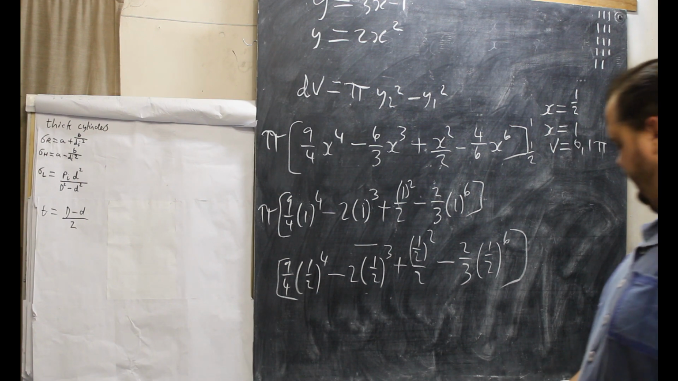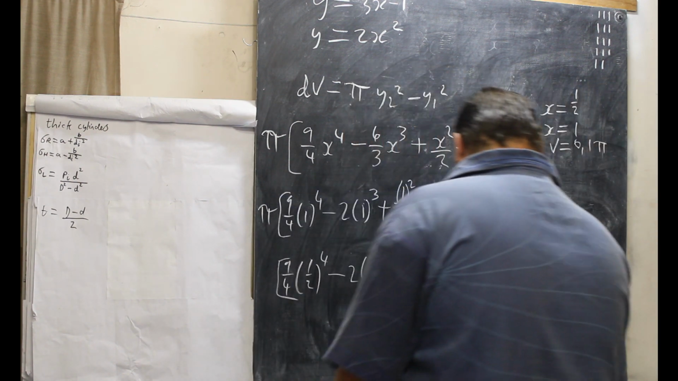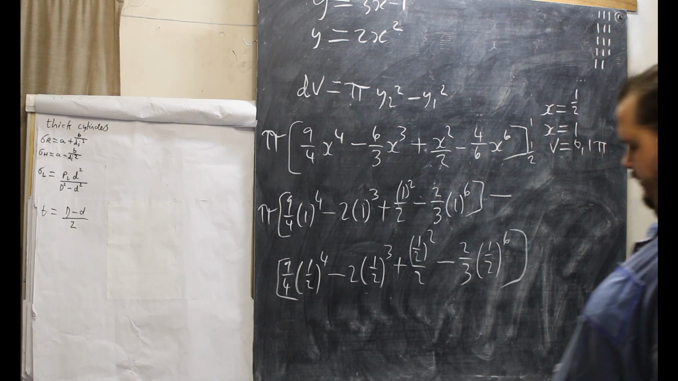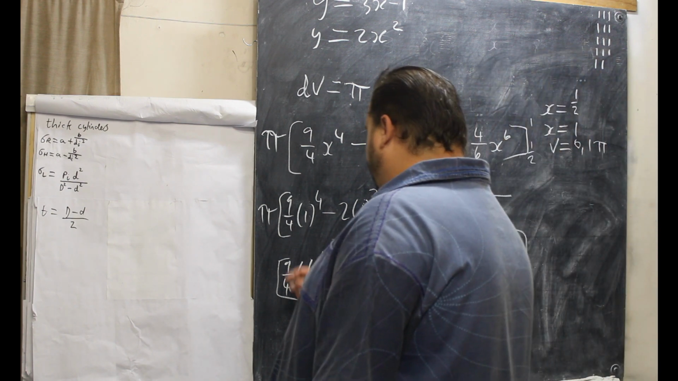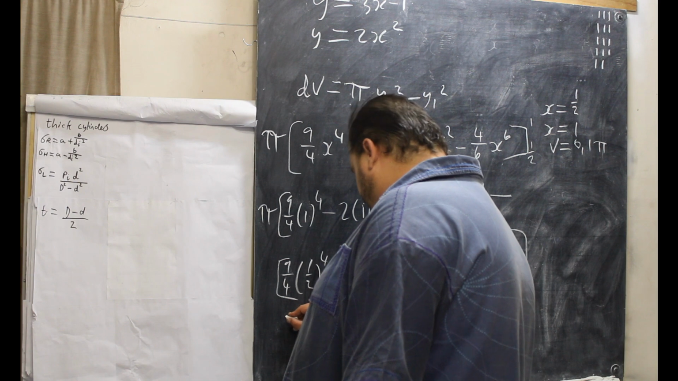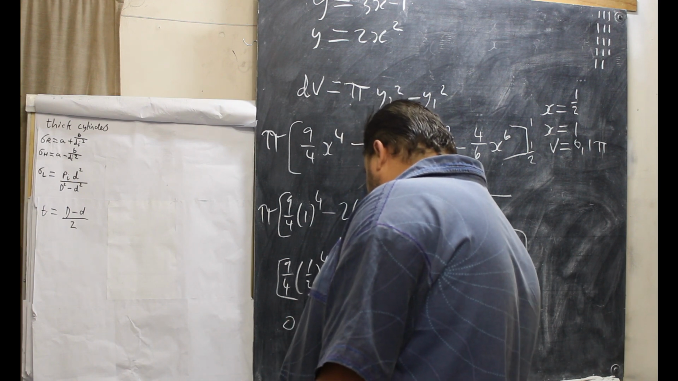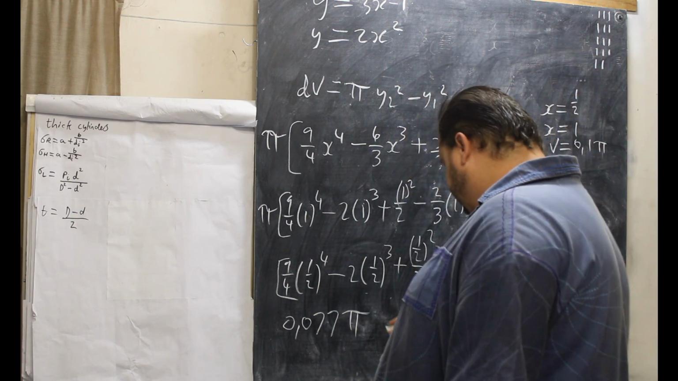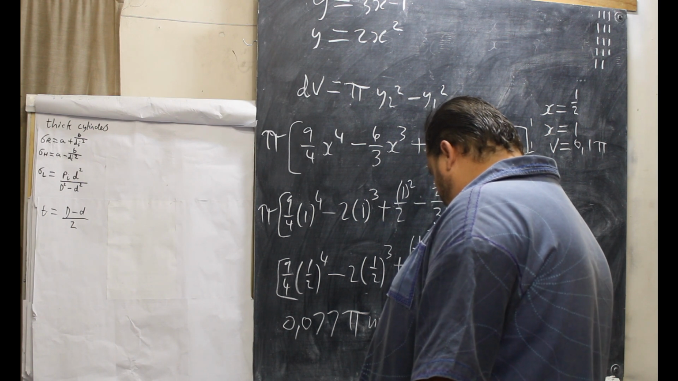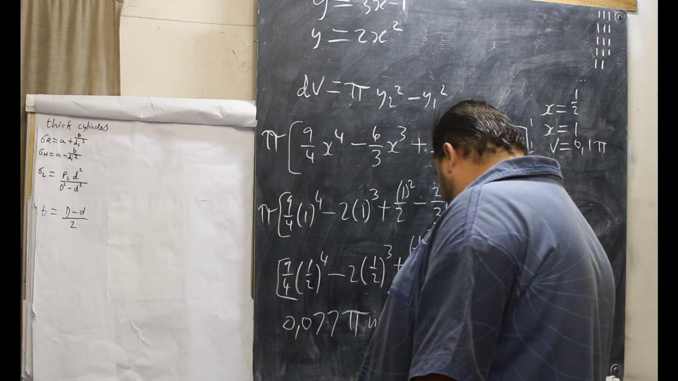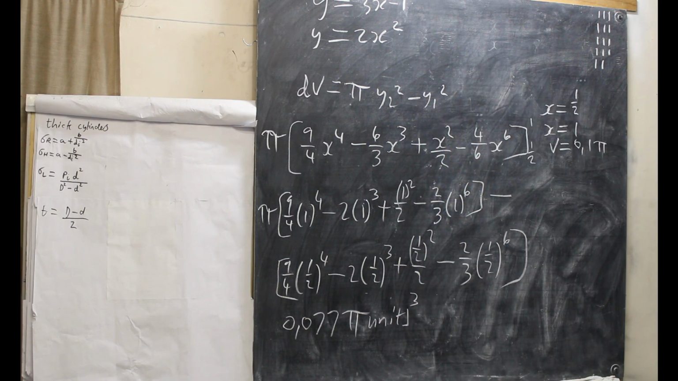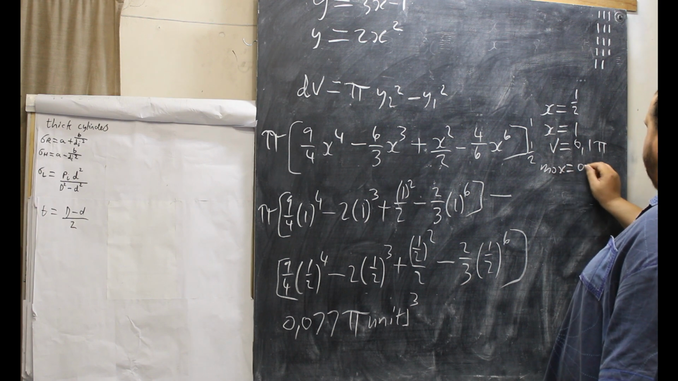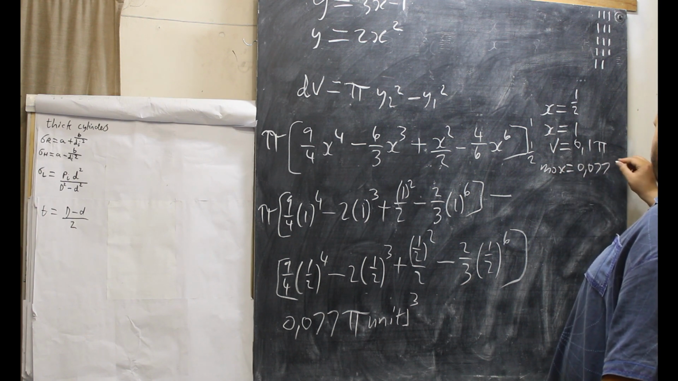Now put all this in the calculator. Let's put the minus sign over there. Then we are there. Now order this with the pi and everything becomes 0,077 pi units cubed. Now our final step, MOX is 0,077 pi.